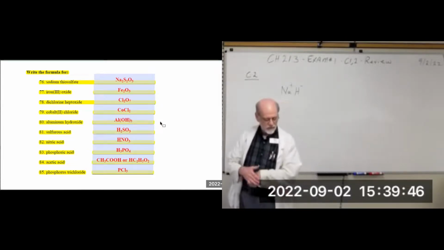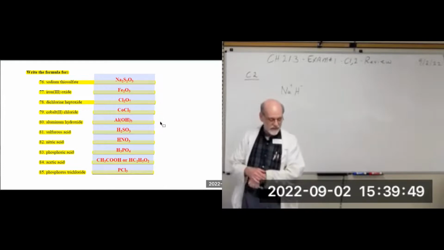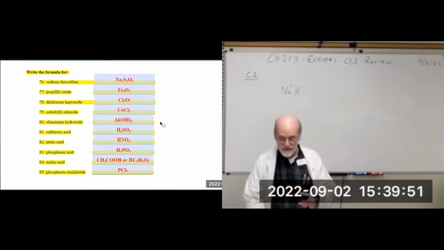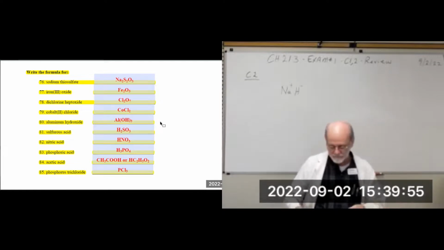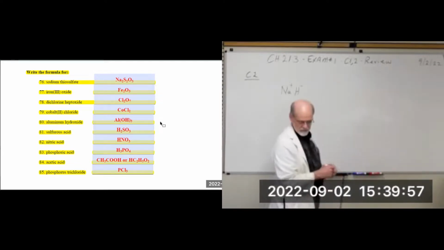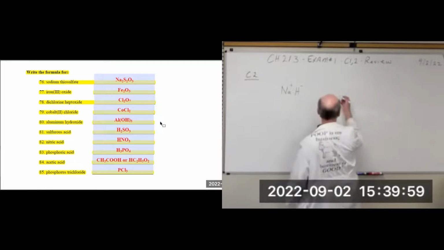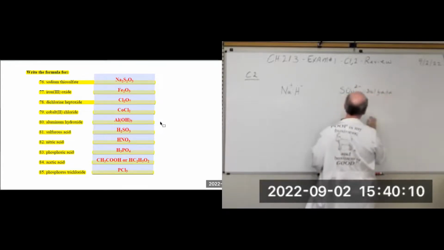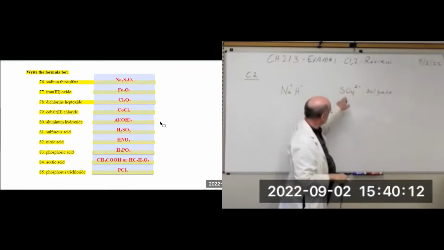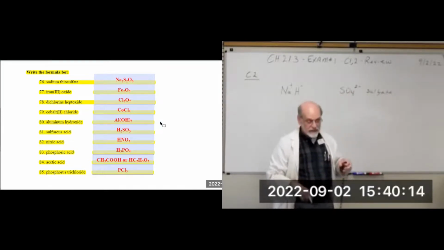That first one might give you trouble, sodium thiosulfate, except that if you recognize that thiosulfate is a polyatomic ion, then you can look it up. S2O3. I do it like this. SO4, 2 minus, is sulfate. I'm going to substitute a sulfur for one of those oxygens. And it's pretty easy to do.